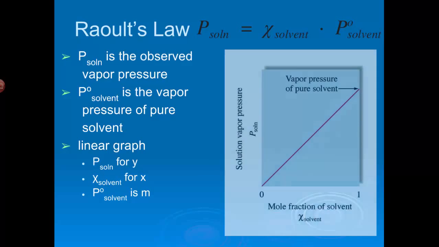This actually creates a linear graph if we look at the mole fraction of the solvent versus the solution vapor pressure. The slope of this line is the vapor pressure of the pure solvent. So it's a linear relationship. It's very simple to use.